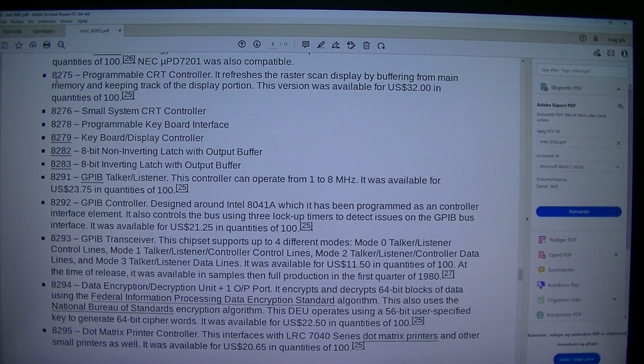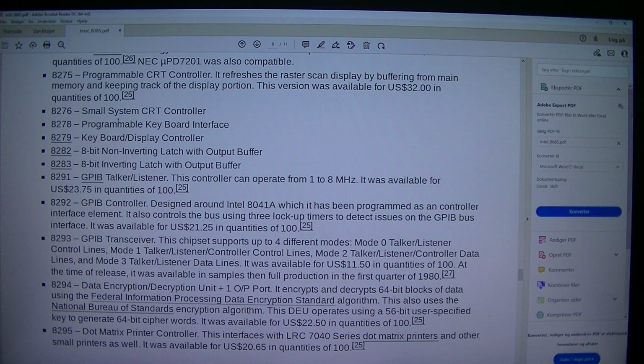8275 programmable CRT controller. It refreshes the raster scan display by buffering from main memory and keeping track of the display portion. This version was available for $32.00 in quantities of 100.